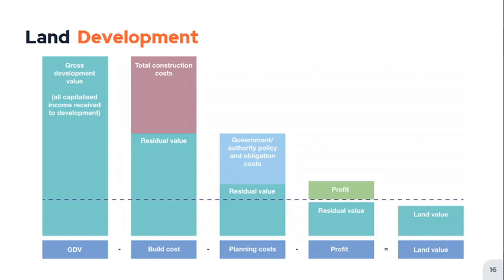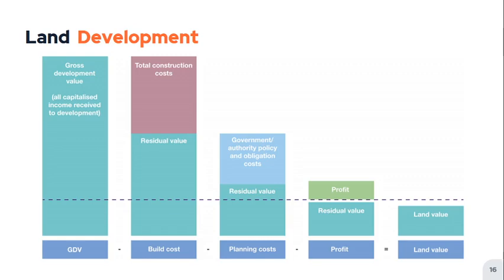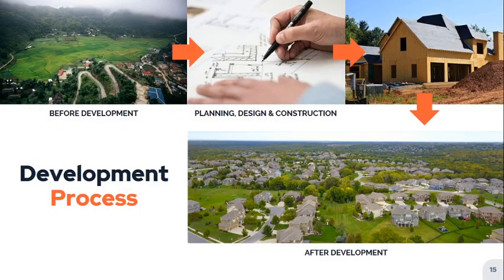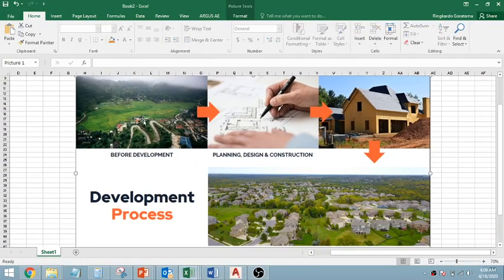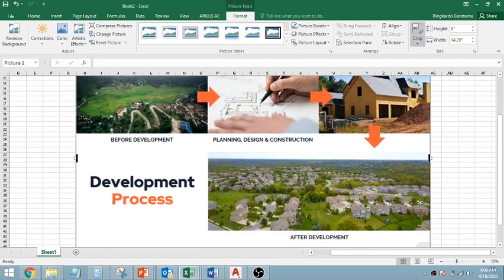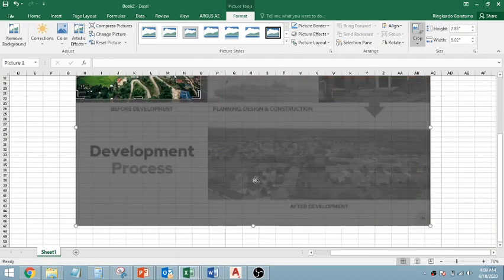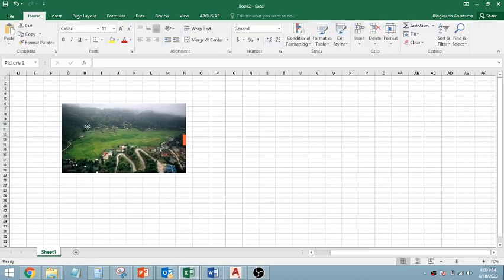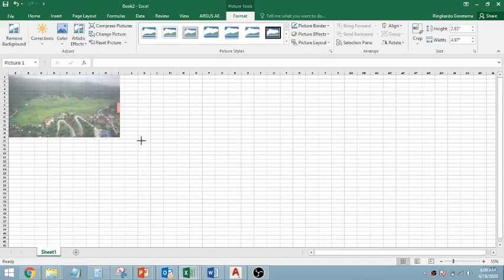So I will pull up the Excel spreadsheet on my screen so we can have some illustration of how we value property using the land development approach. So I will use this as the example. We are valuing a vacant land, let's say around 2 hectares. So this is the illustration of the subject property.